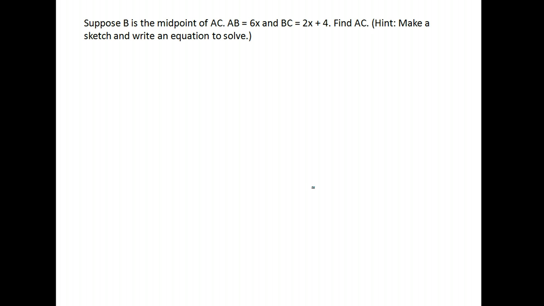Alright, here we are with another midpoint question. Suppose B is the midpoint of AC. Again, set up what we know. We know we have a line from A to C. We know B is the midpoint, so it's right in the middle and creates two equal segments. AB is 6x, so let's label. So this section length is 6x. BC is 2x plus 4. That section is 2x plus 4.